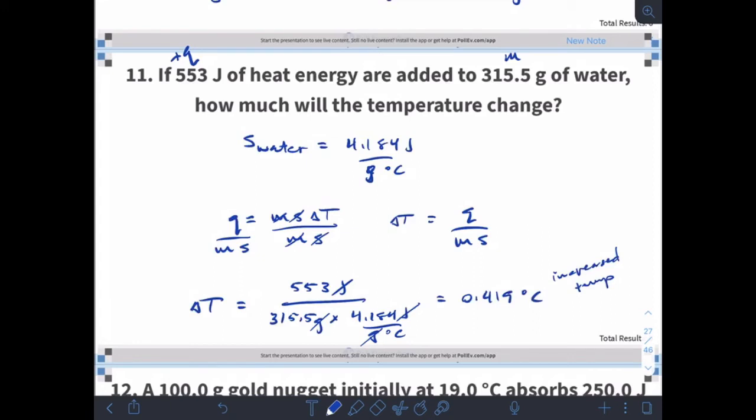Okay, so a lot of these questions, if you stop and think about them, they will make sense if you've done the problem correctly. Right, if we did this problem and came out with a negative 4,000 degrees Celsius, something went wrong.